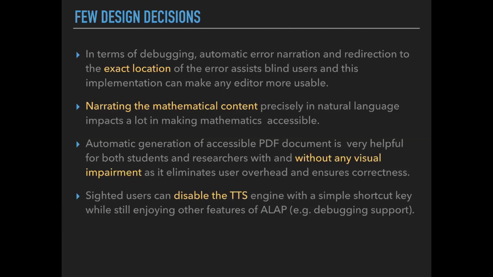So the preference engine should be designed in such a way that sighted people can also make good use of it. That's also a key design point which we need to keep in mind: just because we have designed for the visually impaired, we should not force the sighted group to use all the features.